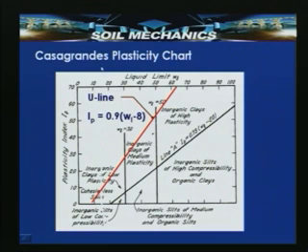This slide shows Casagrande's plasticity chart. The liquid limit is plotted on the x axis, and the plasticity index is plotted on the y axis. The main features of this chart are the A line, called Casagrande's A line, and the U line, Casagrande's U line. The equation for the A line is plasticity index equal to 0.73 times (WL, liquid limit, minus 20).